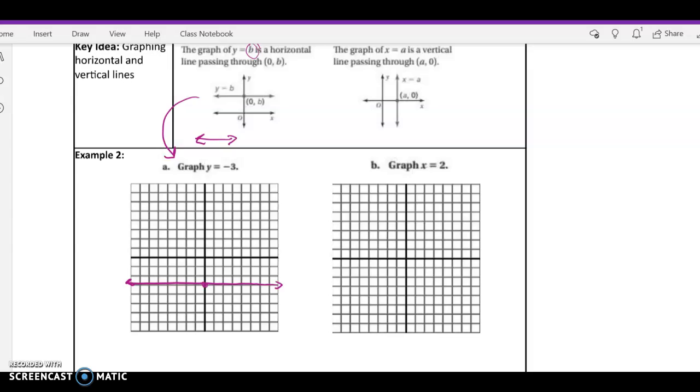For a vertical line, we have x equals 2. So that means that we move over to 2 when we plot our point. And then it's every point that's on 2 vertically. And don't forget those arrows on the side.